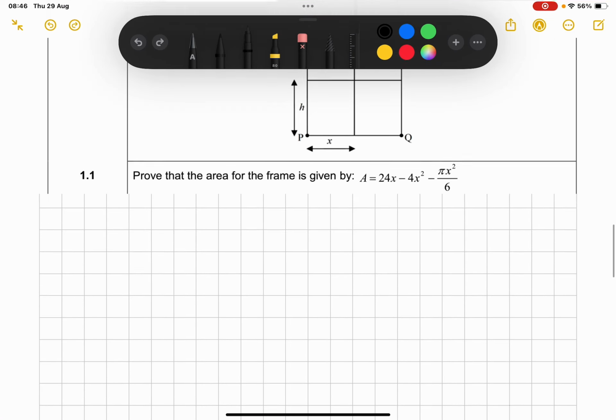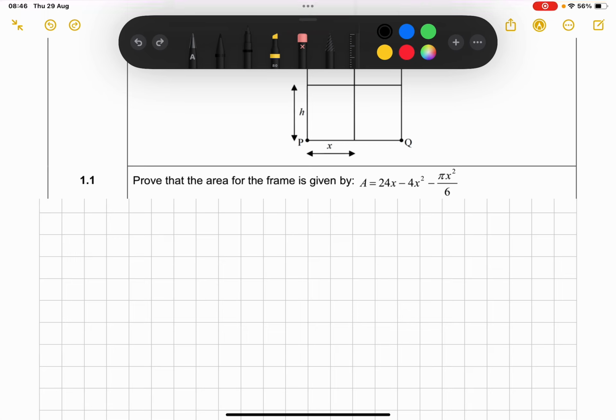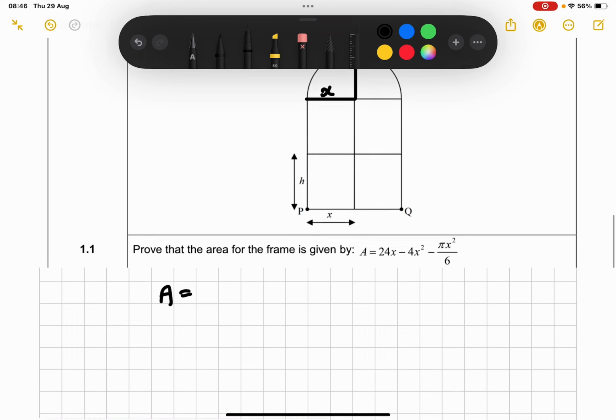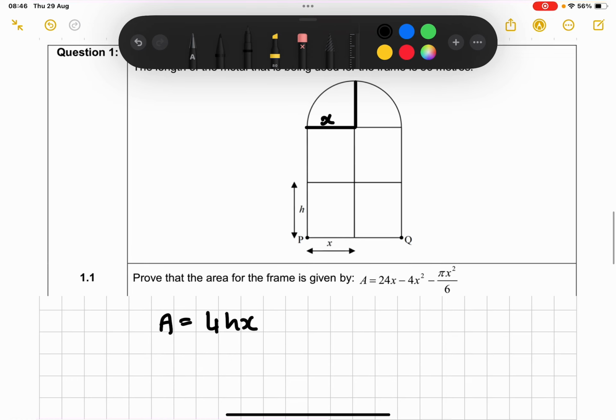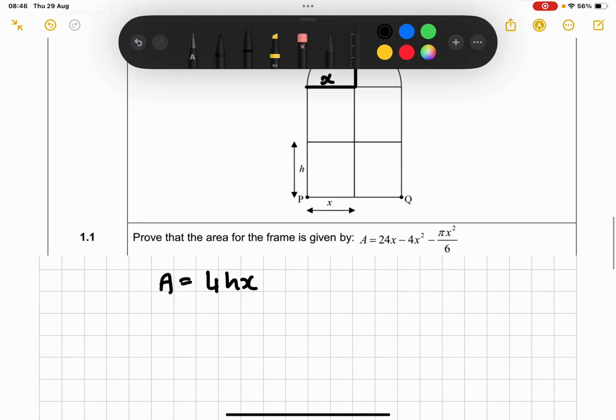So in question 1.1, we're asked to prove that the area for the frame is given by that A value. So first we're going to look at what the value of our area is actually. We've got the 4 rectangles, so 4 times length times breadth. The length in this case is going to be h, and the breadth x. So that's how I'm going to leave it, 4hx.